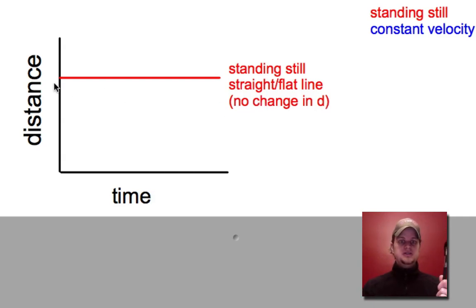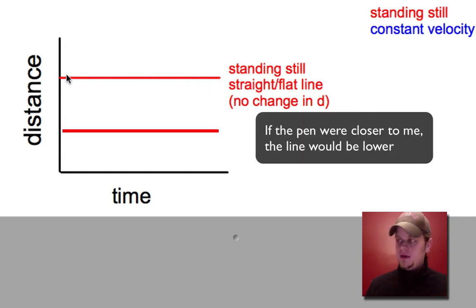So the distance, we could mark this as 0.25 meters. It's there the whole time. At the start, it's 0.25 meters. Then a second later, it's 0.25 meters. Then another second later, it's 0.25 meters. So, if something's distance is staying the same, then the distance graph is flat.